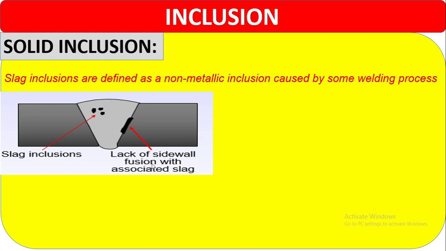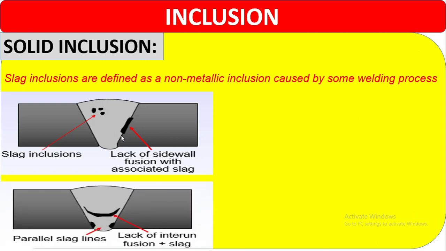You see here the slag inclusion, lack of sidewall fusion with associated slag, meaning the area was not properly cleaned between the adjacent beads. That's why the slag is generated here. In the same condition, in the lack of sidewall fusion area also, the sidewall was not cleaned properly in the previous run. So that's why the lack of sidewall fusion with associated slag is generated. So this slag inclusion is called the solid inclusion. You can find this slag inclusion in the capping, in your plate sample or pipe sample. Definitely this is very important, you can find it.